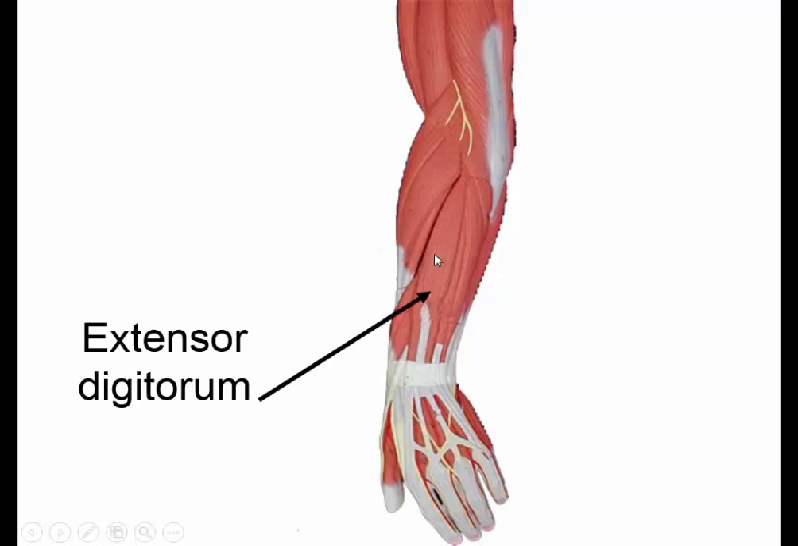Now it's easy to find the middle muscle. If you notice, this muscle comes down to all of these tendons on your fingers, and these all come together in this muscle right here. This is the extensor digitorum. It's going to extend your fingers.